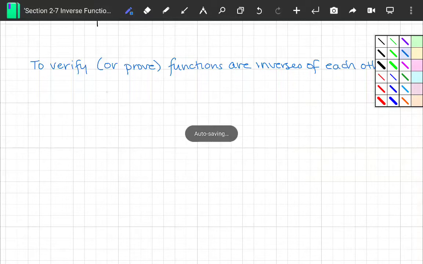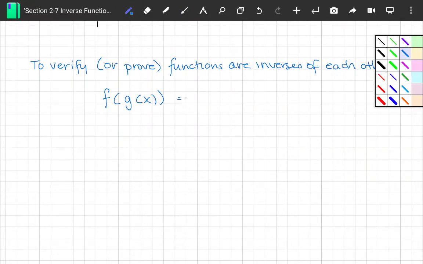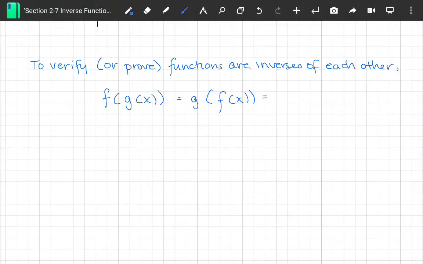So if I take G and put it into F, that should be the same thing as taking F and putting it into G, and should be able to get the same thing each time. Can you think of what these both should equal?